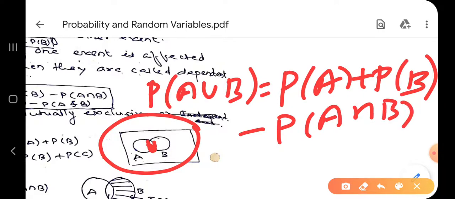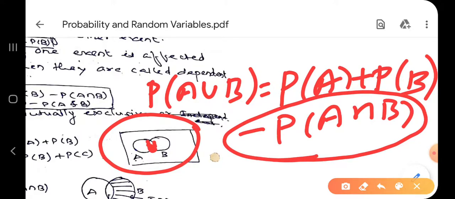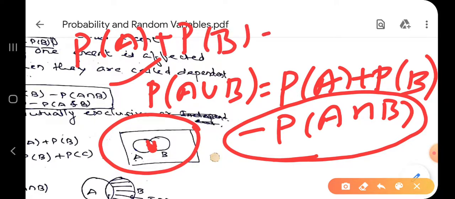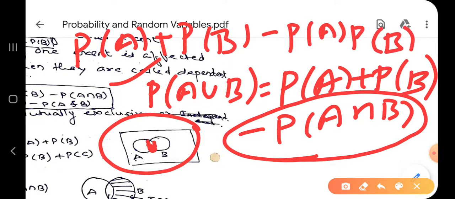Now will you give me the answer of two questions simply? If my event is mutually exclusive, means what? P of A intersection B is 0. I get P of A union B is equal to P of A plus P of B. Understood? For mutually exclusive. Similar way, if my events are independent events, then what is the change here? P of A plus P of B minus P of A into P of B. Because P of A intersection B is P of A into P of B.